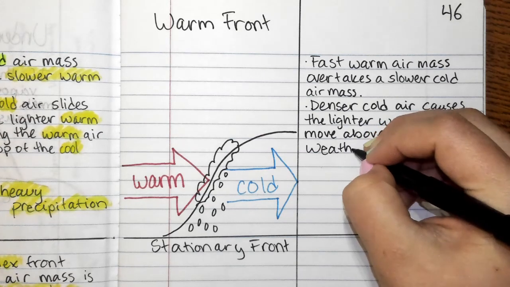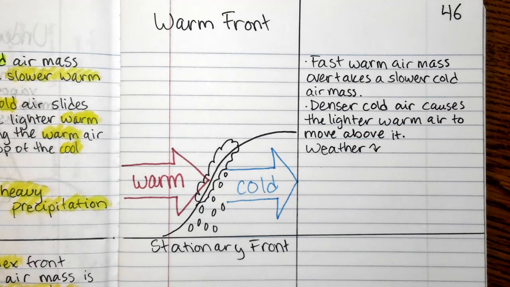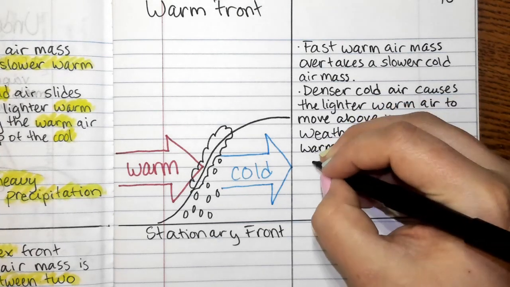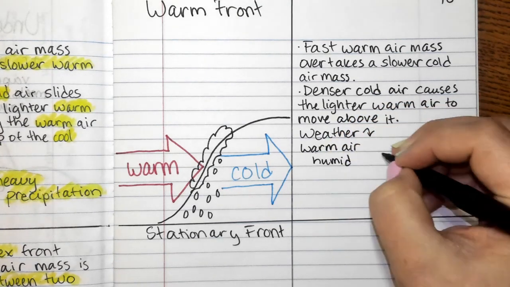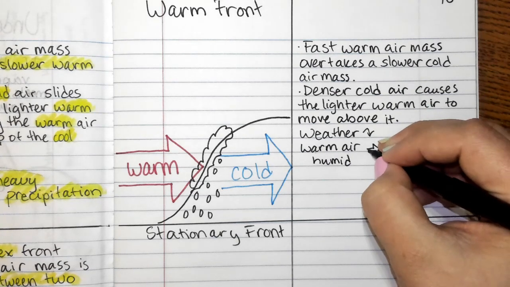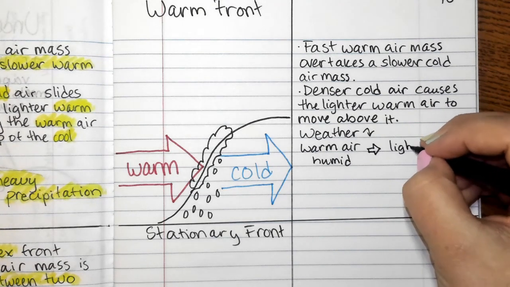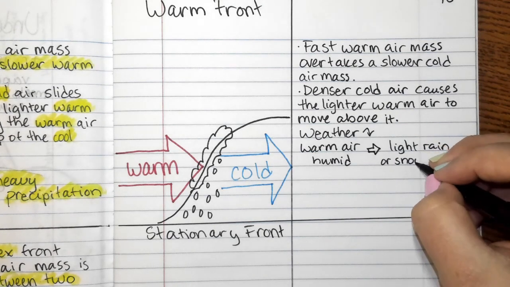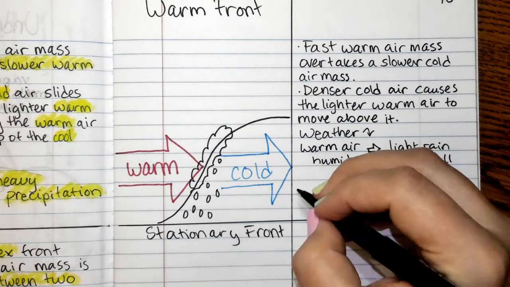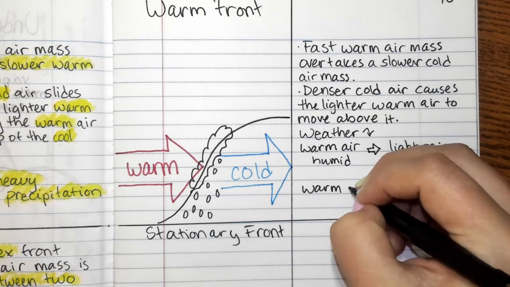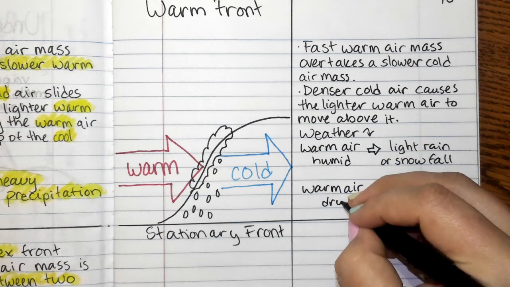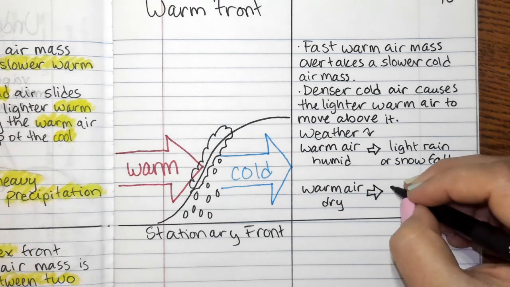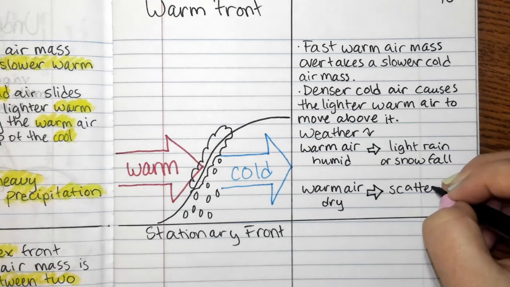The weather we're going to see here is going to depend on something. So if we have warm air that is humid, what we're going to see there is light rain or snowfall. If that warm air is dry, there's not a lot of moisture in it, what we're going to see is scattered clouds.